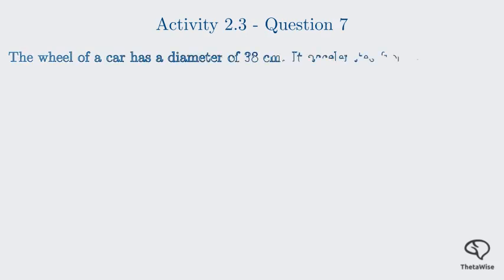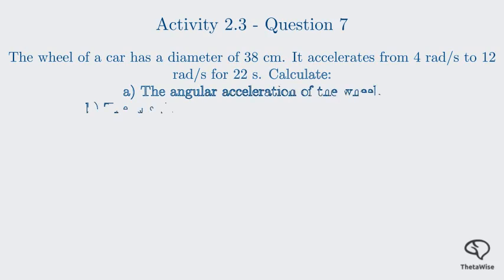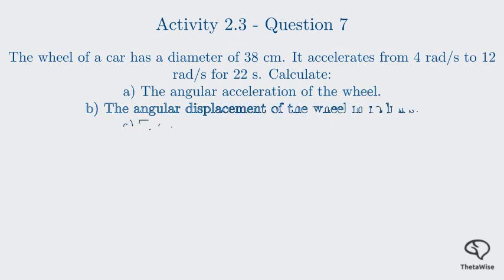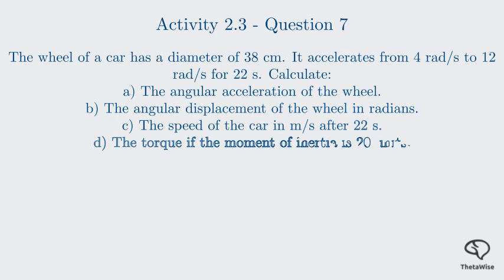The wheel of a car has a diameter of 38 centimeters. It accelerates from 4 radians per second to 12 radians per second for 22 seconds. Calculate: A, the angular acceleration of the wheel. B, the angular displacement of the wheel in radians. C, the speed of the car in meters per second after 22 seconds. D, the torque if the moment of inertia is 20 units.